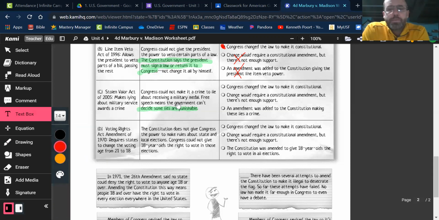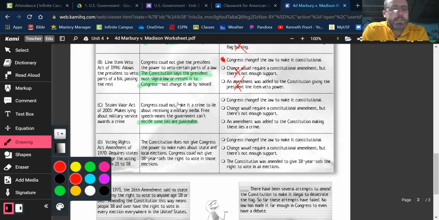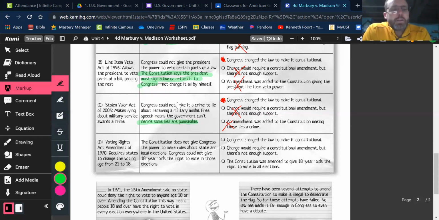All right, so there's no amendments for this one. We know there's no amendment for it. They didn't try to pass an amendment. So this is another one where Congress had to change the wording of the law so it would be constitutional. And then Part D, Voting Rights Act Amendment of 1970 requires states to change the voting age from 21 to 18. All right, so as we read that one, remember, we said it multiple times.